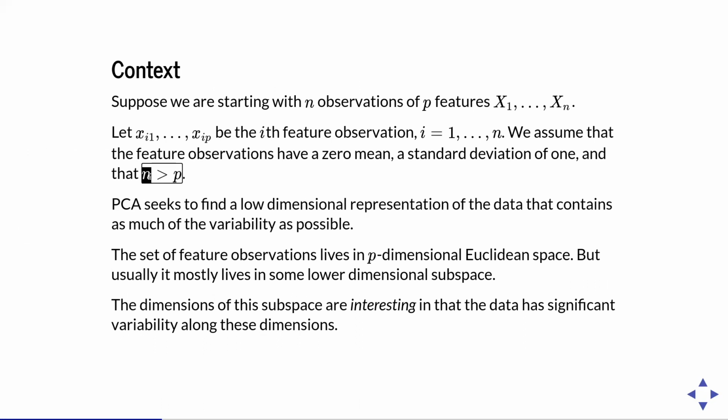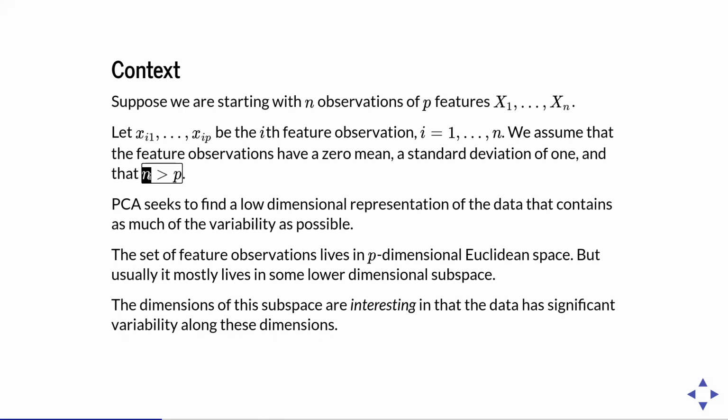What we're trying to do in PCA is to find a low dimensional representation of the data that contains as much of the variability as possible. And we'll talk about what specifically that means. But in general, a set of feature observations lives in p-dimensional Euclidean space, right? They're vectors, they're p-dimensional vectors.